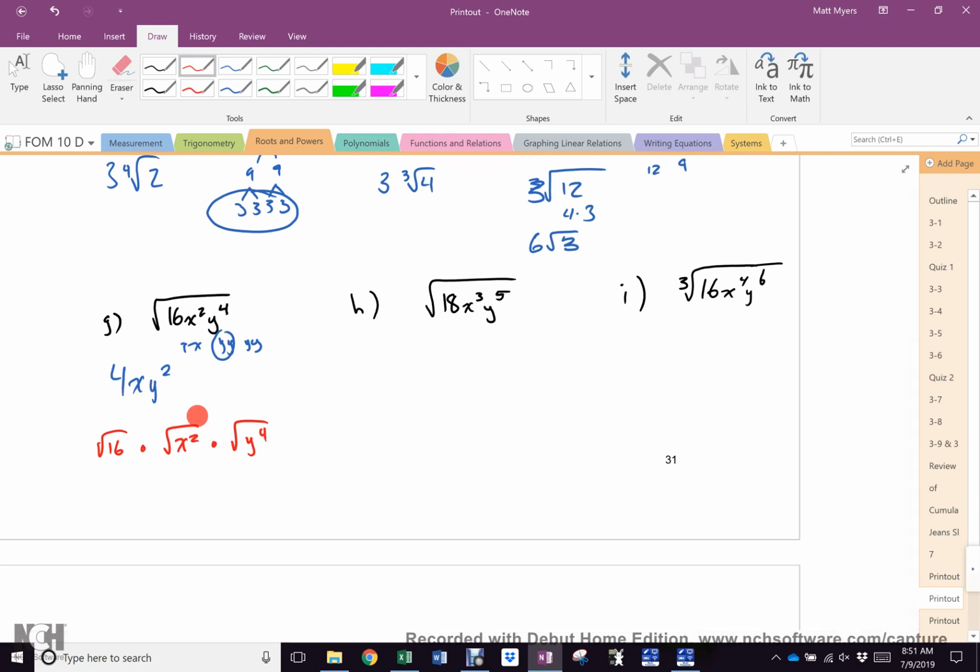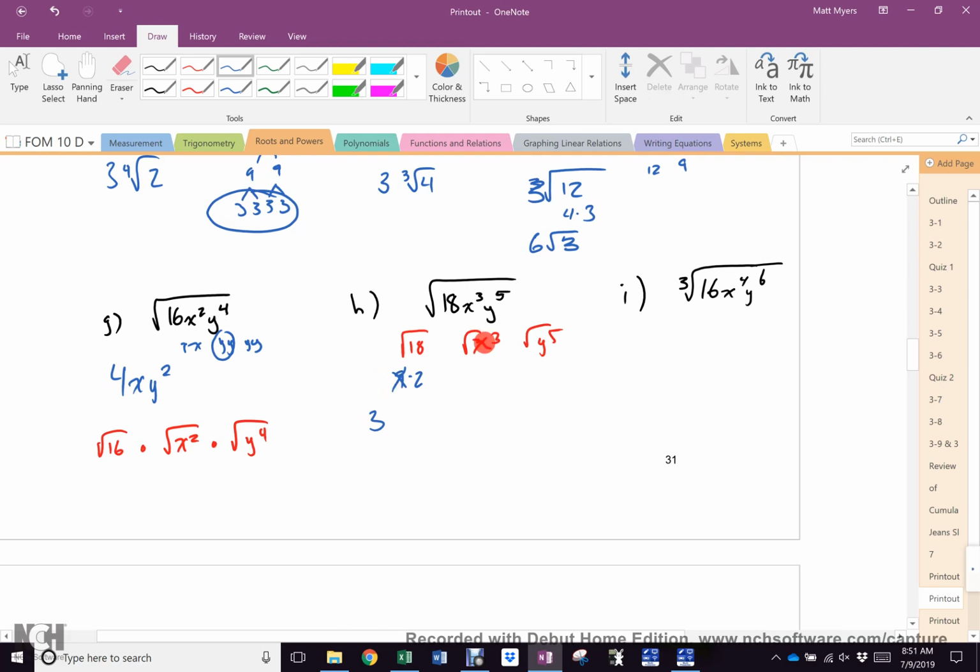Now, what about h? Is h more difficult, or does it just look more difficult? I got the square root of 18, the square root of x to the 3rd, and the square root of y to the 5th. What is the square root of 18? How would I break that down? I would use 9 and 2. What comes out? 3. So the 9's taken care of.